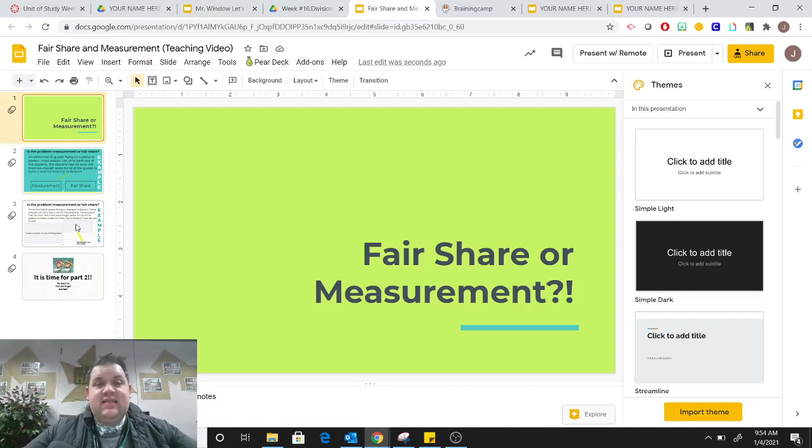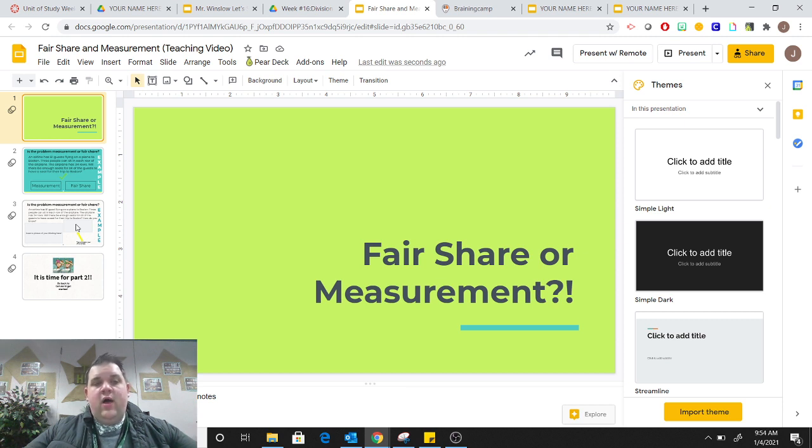Hey there, mathematicians. This week in Unit Study, we're going to practice some division problems that include fair share and measurement. And it's really important that we understand the difference between these two types of division problems, because that's going to help us make better sense of the problems we are trying to solve.